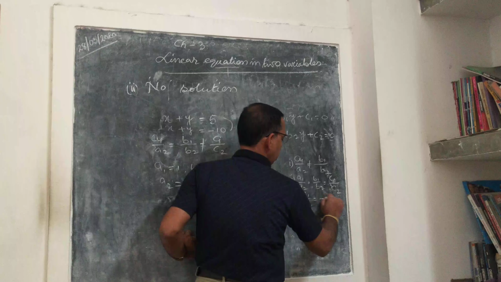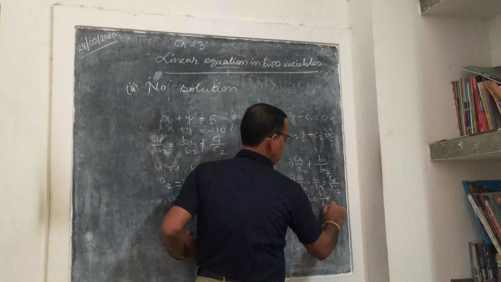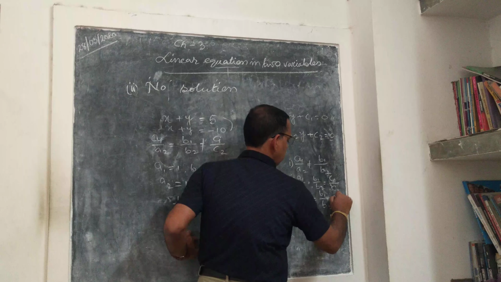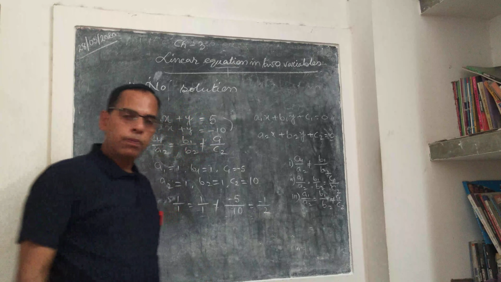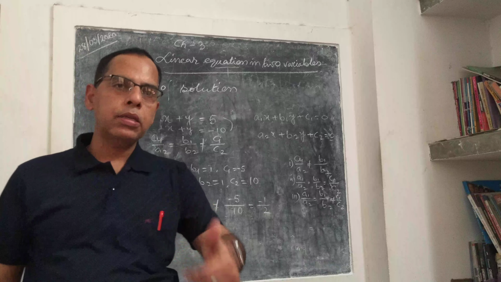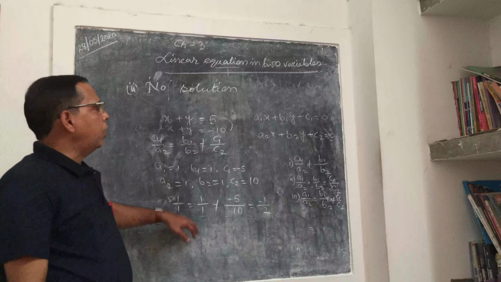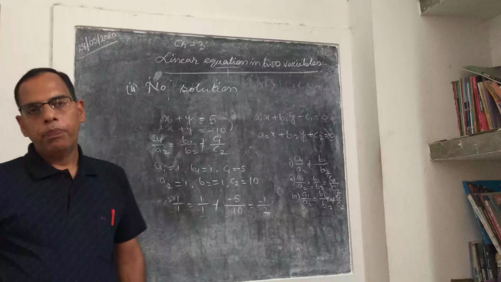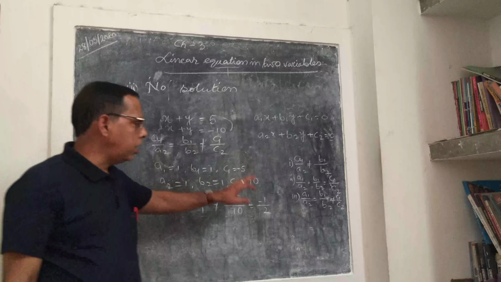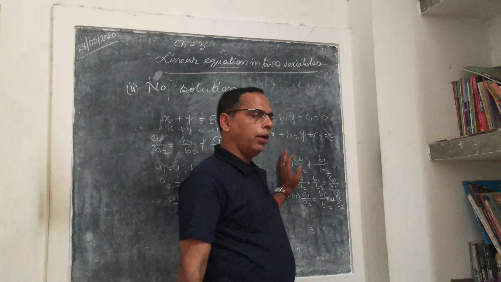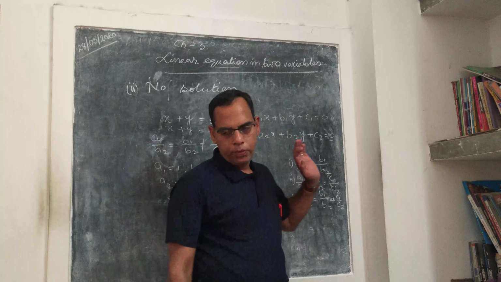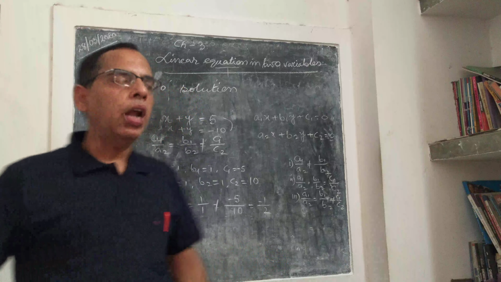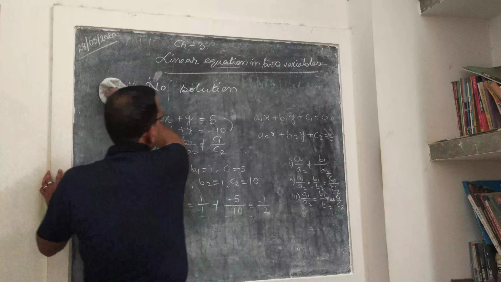A1 by A2 equal to B1 by B2 not equal to C1 by C2. Got it? Now in relation to these three conditions, if I ask you what will be the nature of the graph? The nature of the graph will be this way.